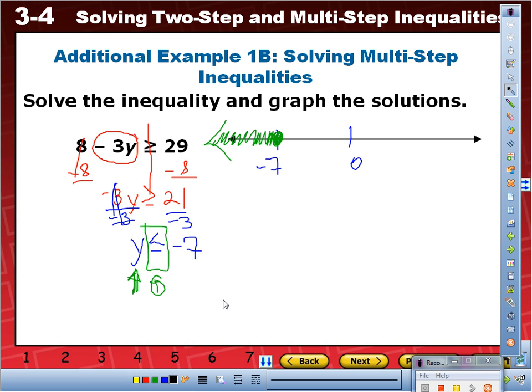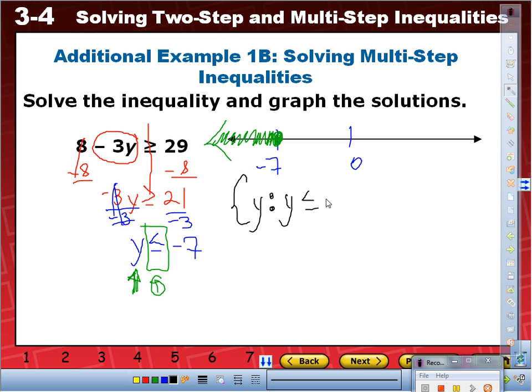All right, here we go. So let's write our solution set. Solution set: all y numbers such that y is less than or equal to negative 7. Okay? Let's check this. Check.